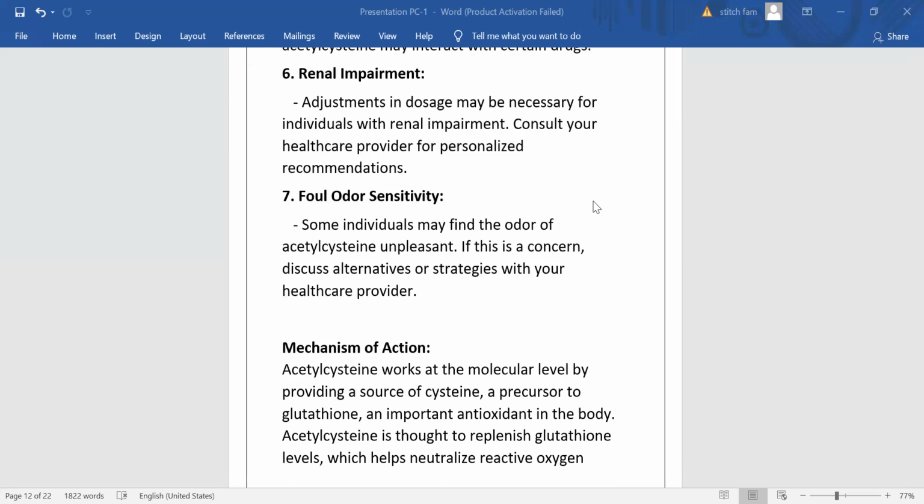Number seven, foul odor sensitivity. Some individuals may find the odor of acetylcysteine unpleasant. If this is a concern, discuss alternatives or strategies with your healthcare provider.